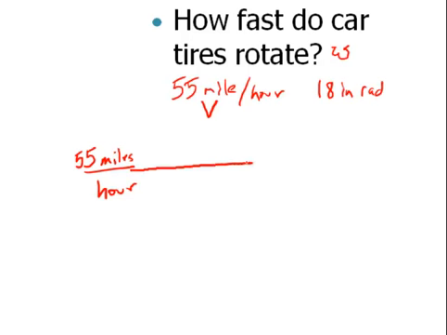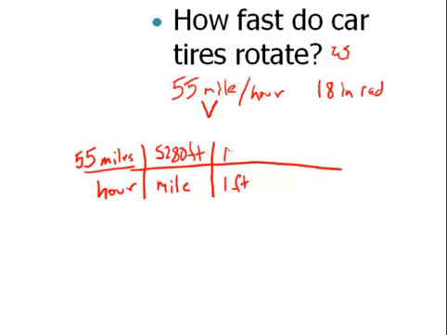And I need to convert miles into, well, the radius is known in inches, so I'll convert it into inches. And that'll take a few steps. Let's see, a mile is equivalent to 5,280 feet. And there's 12 inches in every foot. And now we can use the radius. 1 radius is equivalent to 18 inches. Again, I think that's probably a little big for a car tire, but we'll go with it. Maybe it's a monster truck.